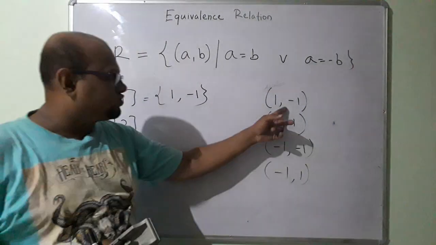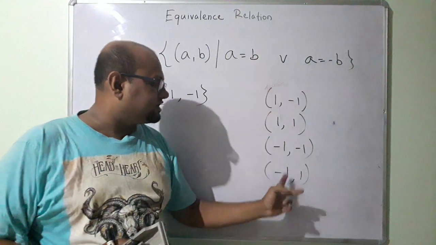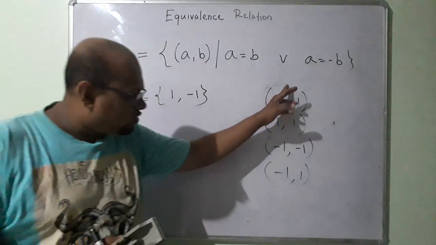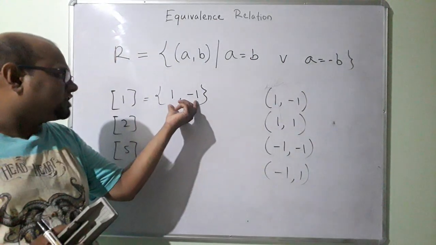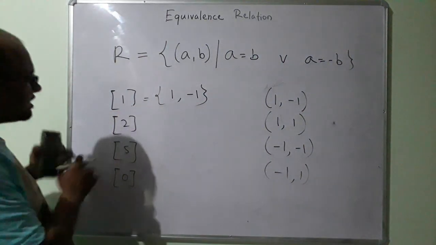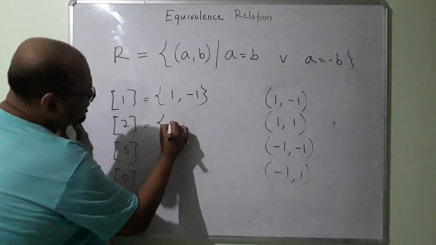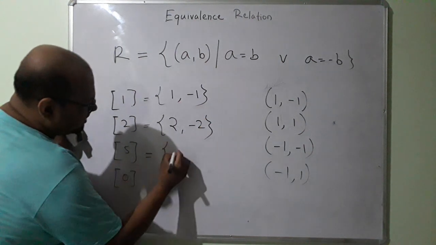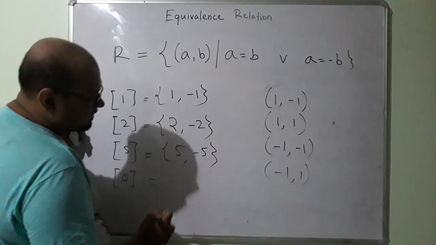This will belong because of this condition. This will belong because of this. This will belong because of this, and this will belong because of this. Alright. So what are all the elements over here? 1 and -1. So 1 and -1 will be in the equivalence class of 1. Then what will be in the equivalence class of 2? In the equivalence class of 2, similarly we will have 2 and -2. Same logic. In the equivalence class of 5, we will have 5 and -5.